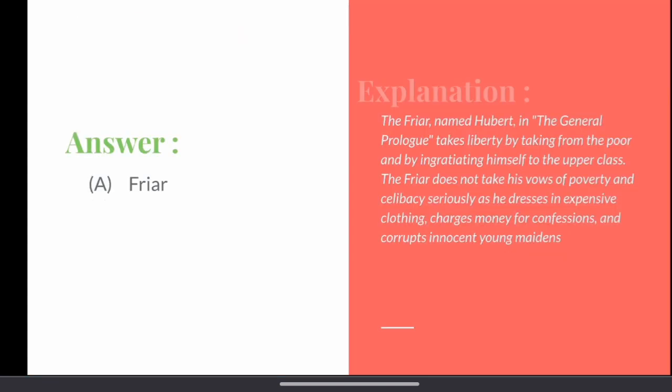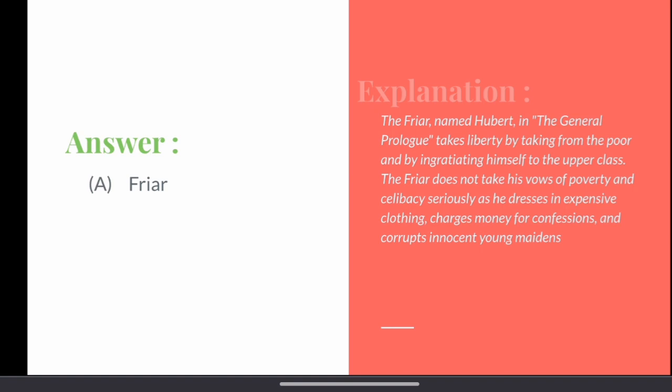Okay, option A, friar. The friar, who is named Hubert in the general prologue, takes liberty by taking from the poor and ingratiating himself to the upper class. The friar does not take his vows of poverty and celibacy seriously, as he dresses in expensive clothing, charges money for confessions, and corrupts innocent young maidens.